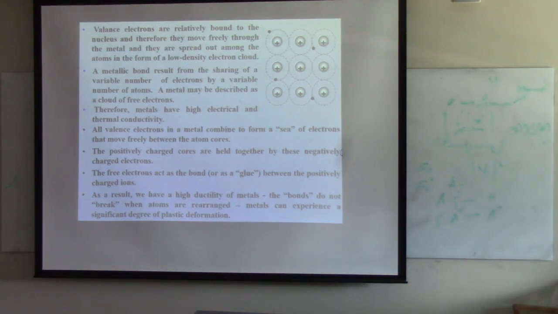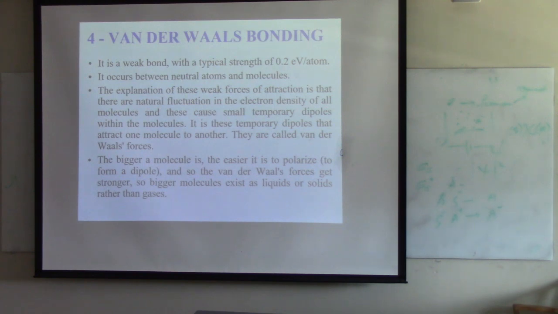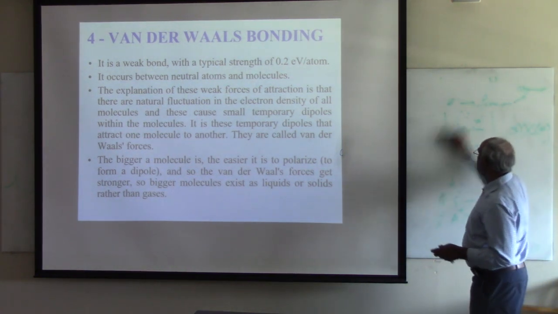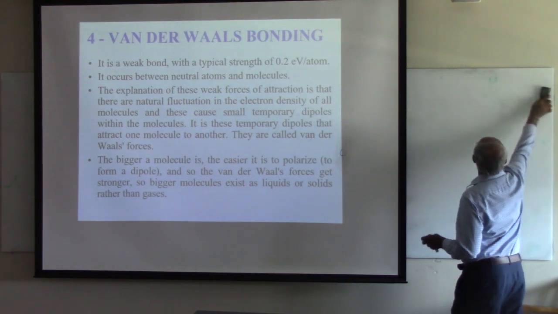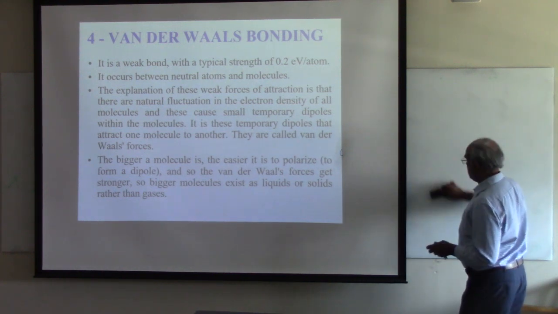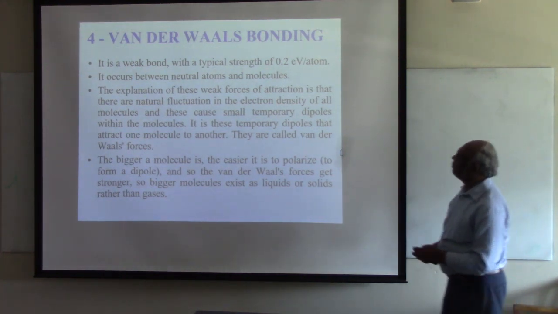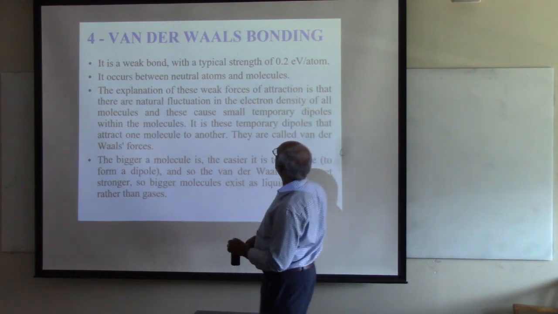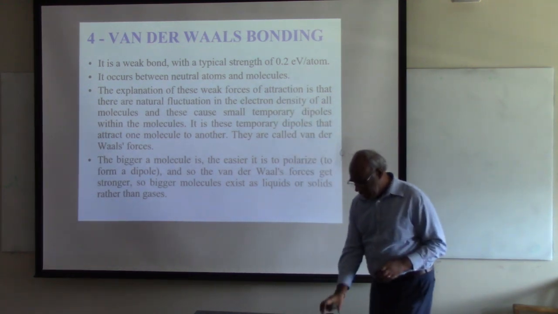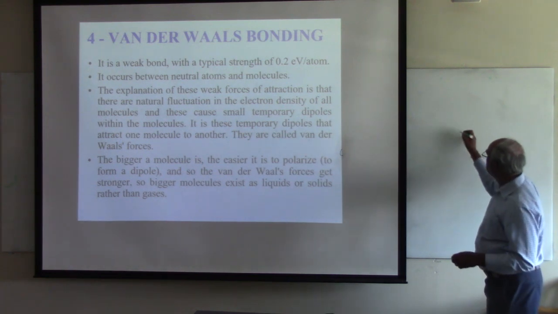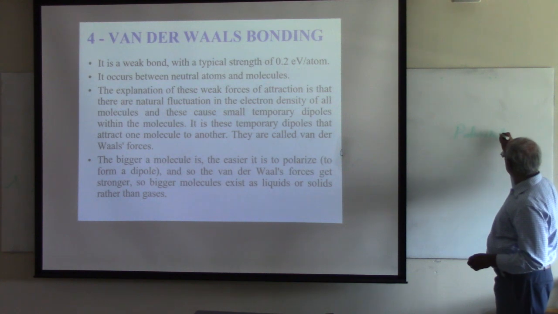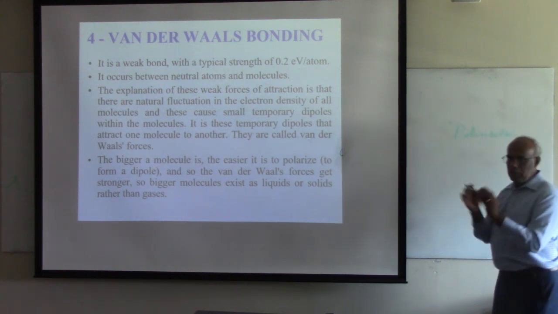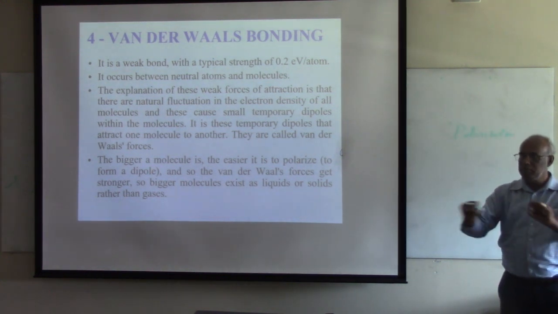These are metallic bonds. Then van der Waals bonds. These are some of the weakest bonds. They happen especially for molecules, even in atoms. So they are very weak bonds. The reason for having these bonds is something called natural polarization. Polarization means charges become separated, right?